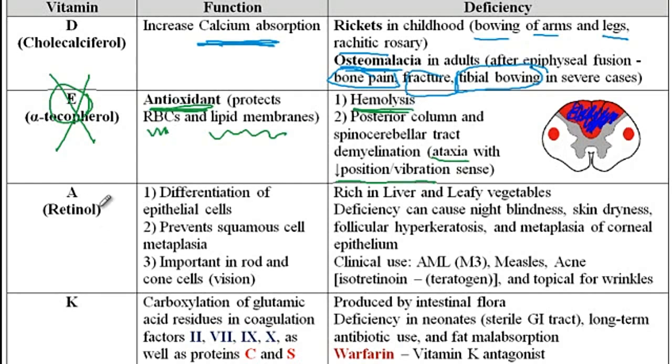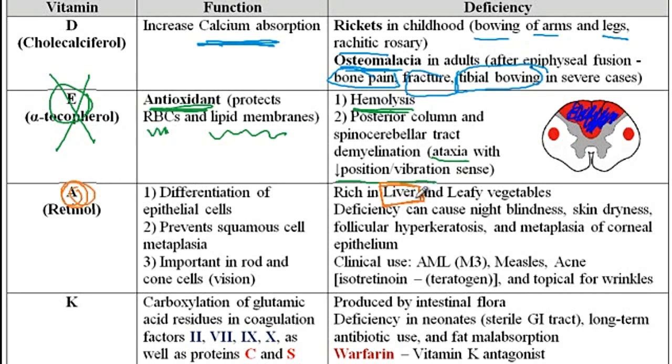The next vitamin is vitamin A or retinol, which is important for differentiation of the epithelial cells. It will prevent squamous cell metaplasia, and also plays an important role in the retina and vision. So vitamin A is usually found in leafy vegetables as well as the liver. And just to give you an example that liver is rich in vitamin A, the liver of the polar bear is so rich in vitamin A that it can become toxic and kill whoever eats it. So therefore, that helps you remember that liver is rich in vitamin A.